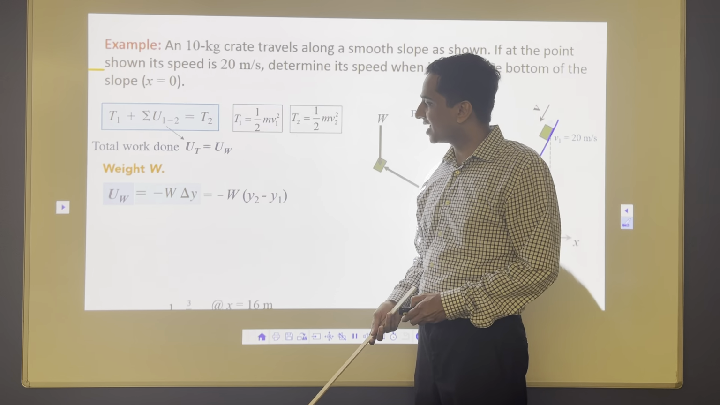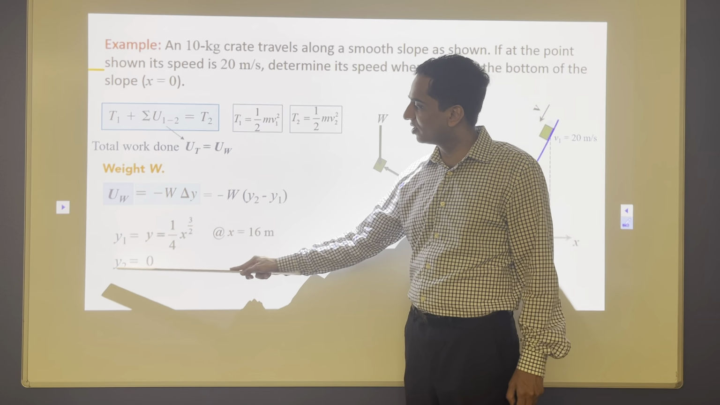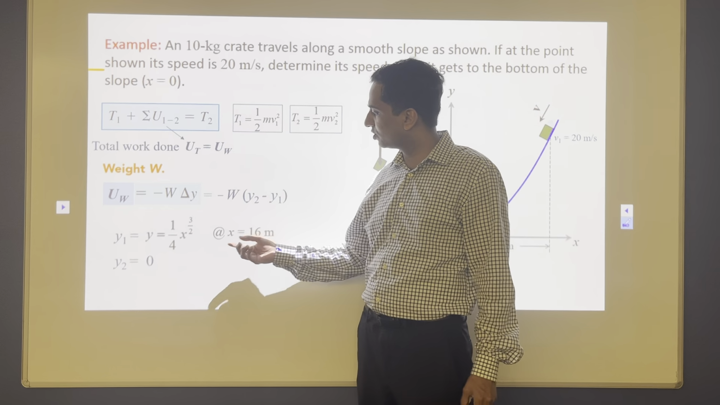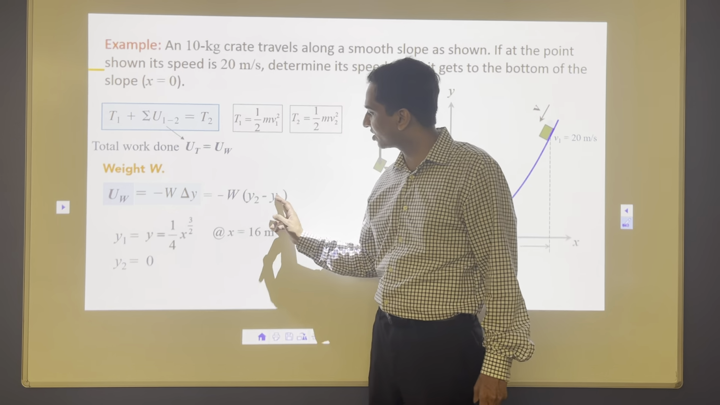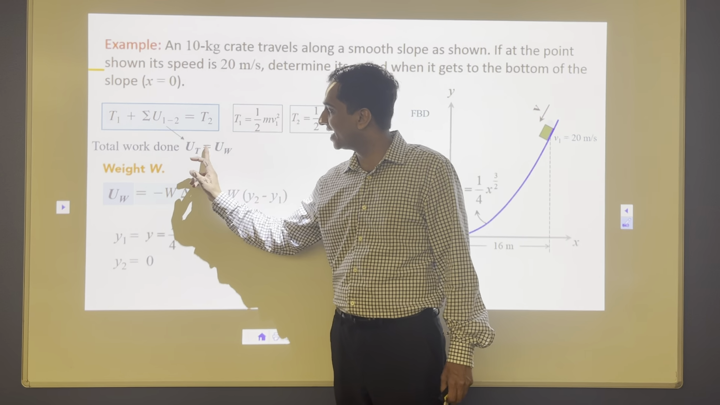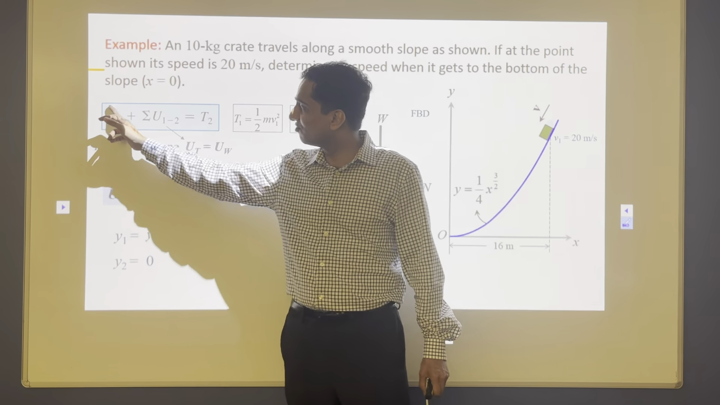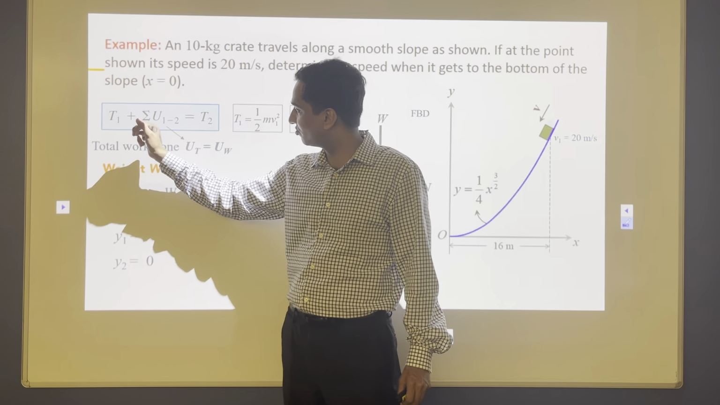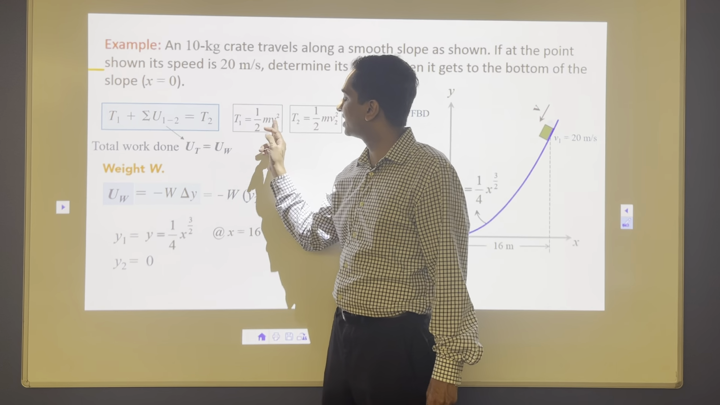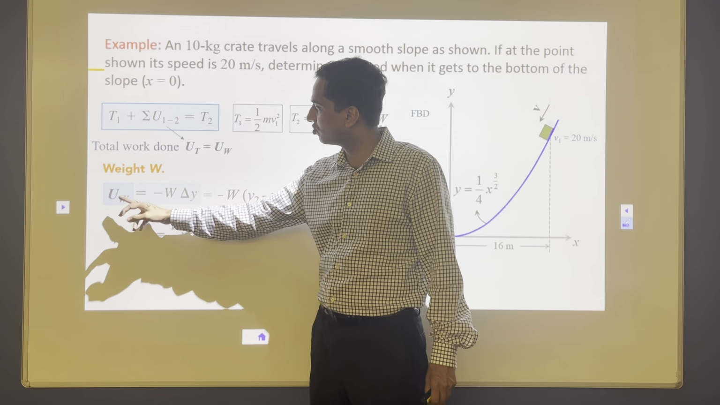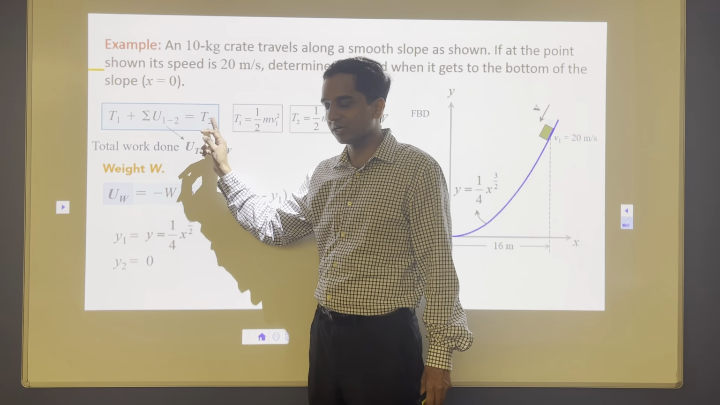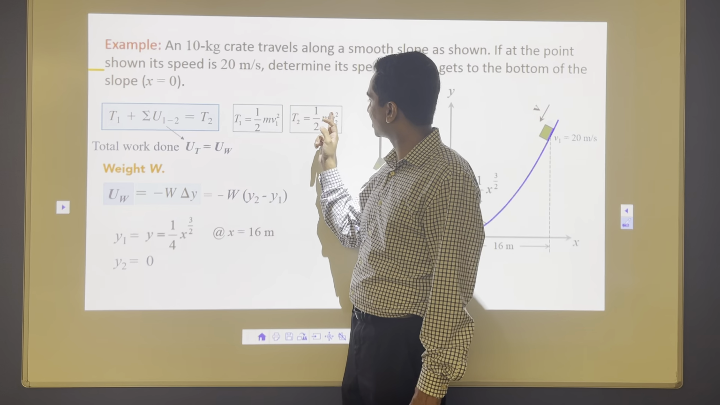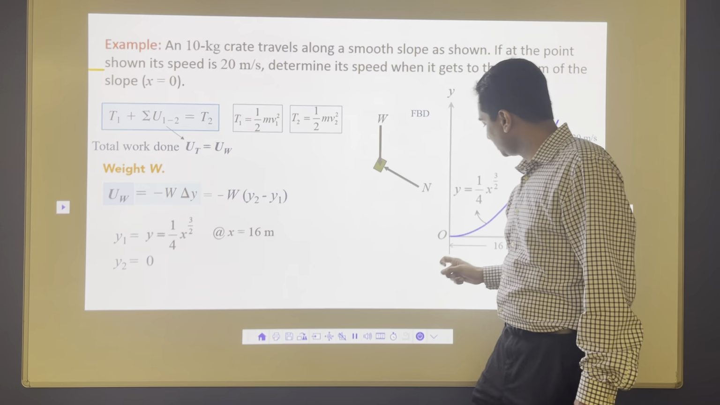So to calculate that, UW, y2 0, y1, I'm going to put x equal to 16. All you have to do is put x equal to 16 here, you will get the value of y1. Put that y1 here, calculate the work done by the weight. This is the easy part. T1 is 1/2 m v0 squared, that's your T1. Once you have T1, and then you have this value of UW, this one plus this one is nothing but T2. Once you have T2, you can equate this equation and calculate V2, the velocity once it reaches here.